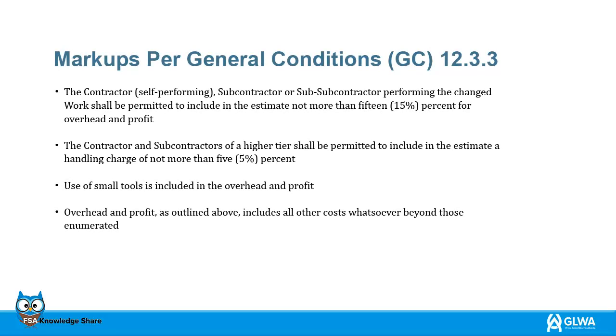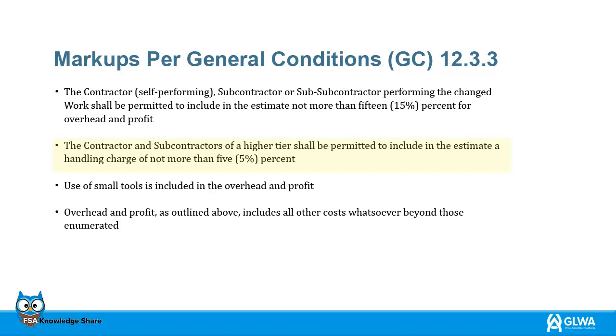The contract will provide the appropriate markups per General Conditions 12.3.3, and the project manager should be aware that these may vary. Therefore, while processing a CCD, a review of the relevant contract sections is required. The contractor, self-performing, subcontractor or subcontractor performing the changed work shall be permitted to include, in the estimate, not more than 15% for overhead and profit. The contractor and subcontractors of a higher tier shall be permitted to include in the estimate a handling charge of not more than 5%.